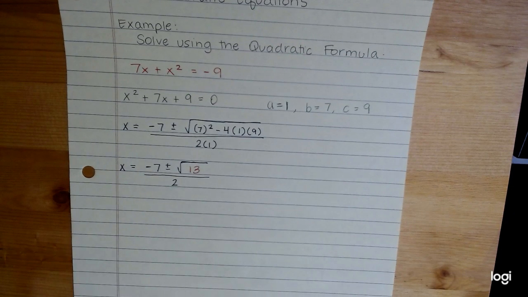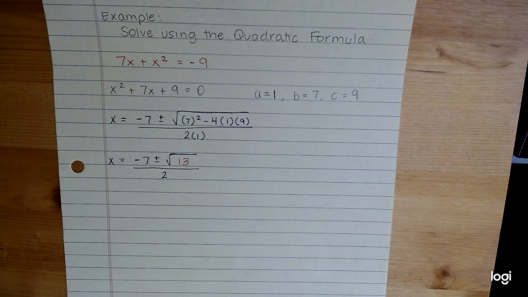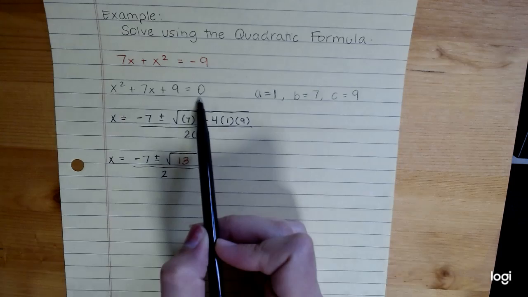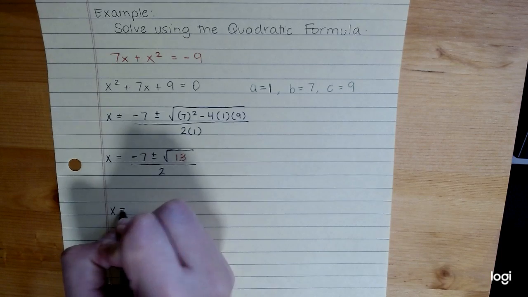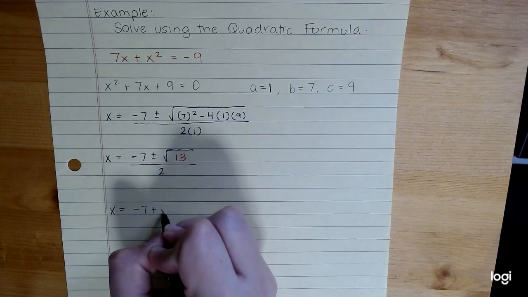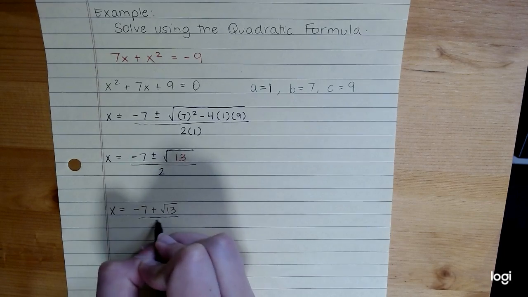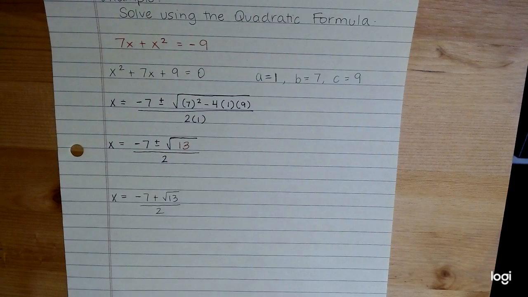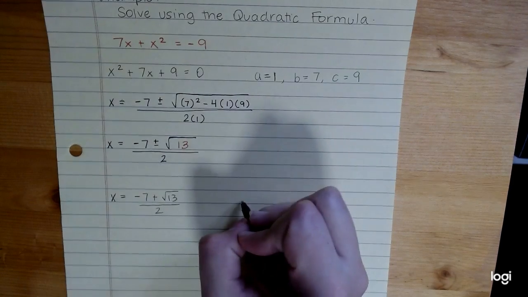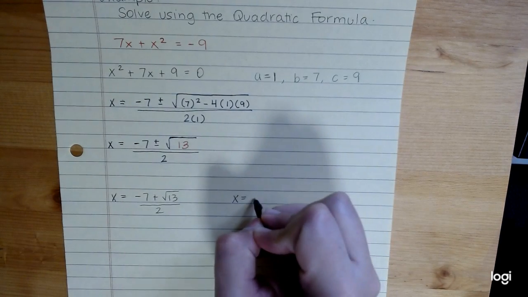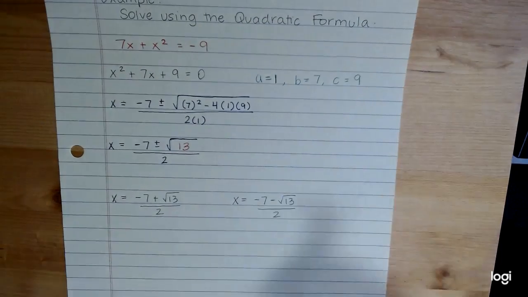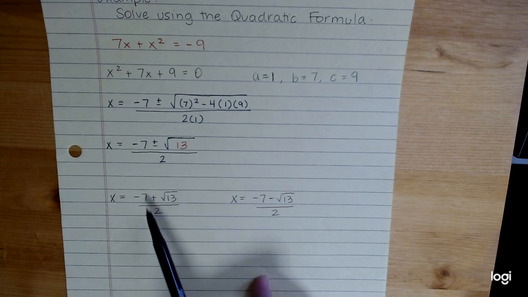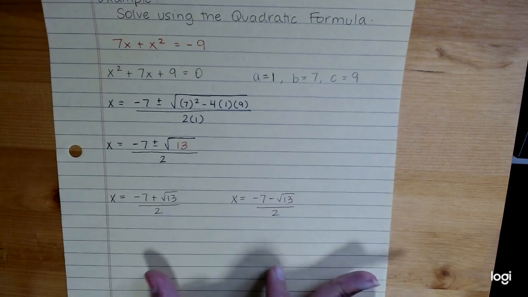So what this is telling me is that there are two values of x that will make this equation have a value of 0. So the first one, x equals -7 plus the square root of 13 over 2. So that's my first solution. And then the second solution being x equals -7 minus the square root of 13 over 2. And we're going to leave it in that form because 7 is not divisible by 2, so we're not going to simplify any further.